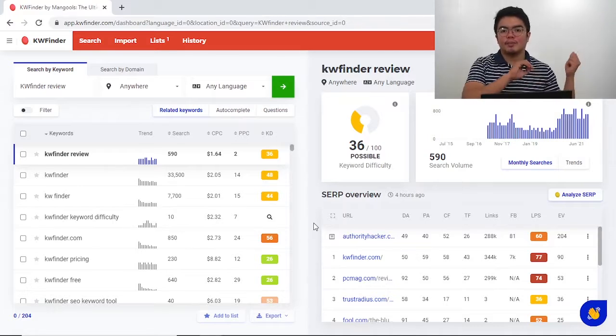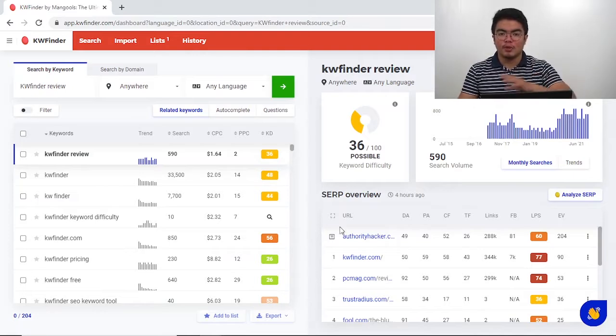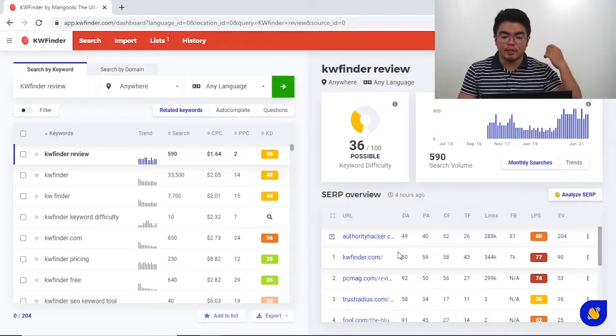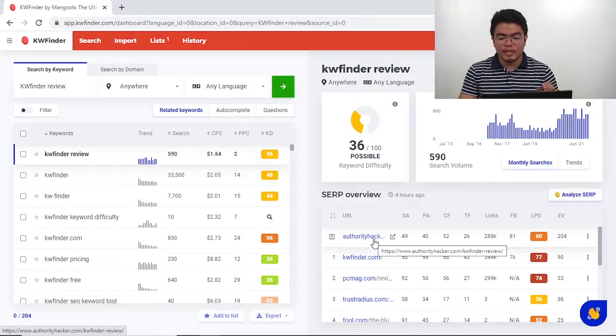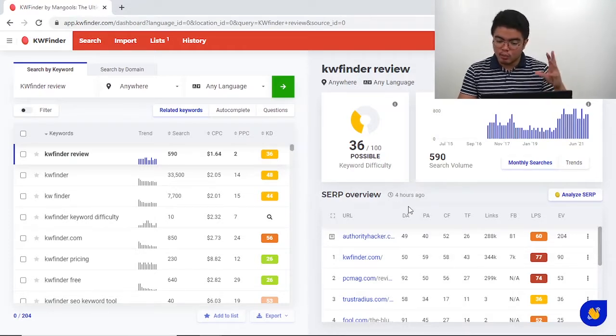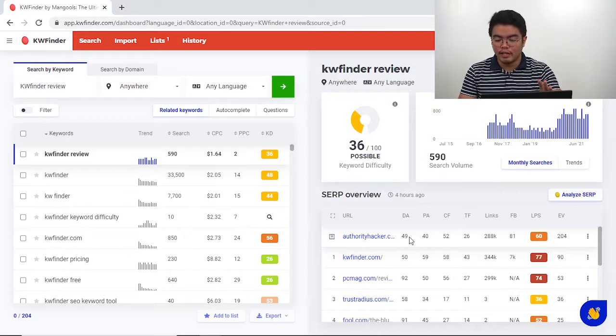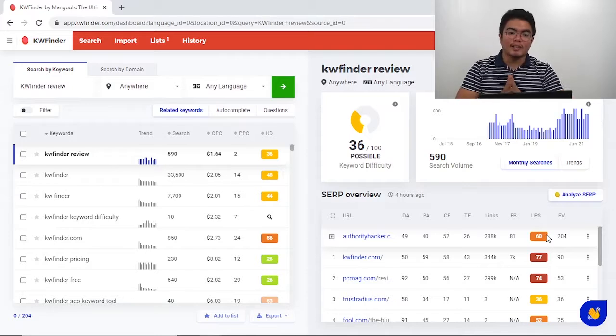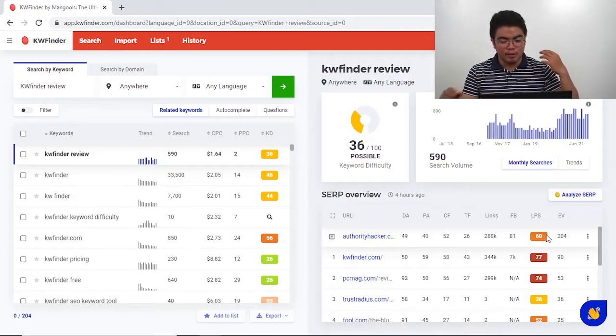Now, aside from the traffic and the KD score, we also want to look at the SERP overview in the bottom right corner. This is important so that we can set realistic expectations for our blog post. And if we look at the bottom corner here, we can see that Authority Hacker is winning this keyword. And this website has a domain authority of 49 and a link profile strength of 60, which both numbers are quite high. So unless we have a website that has a very strong domain authority and link strength, we probably can't snatch number 1 away from Authority Hacker.